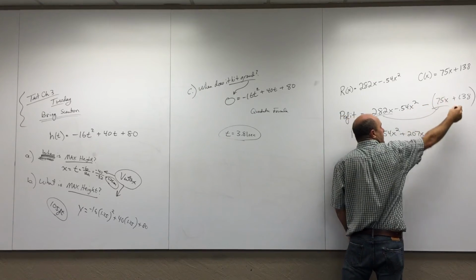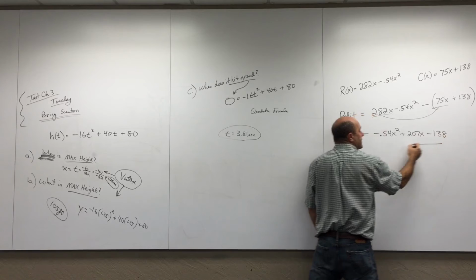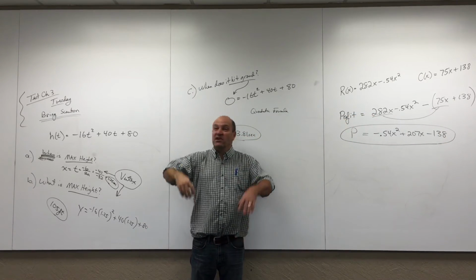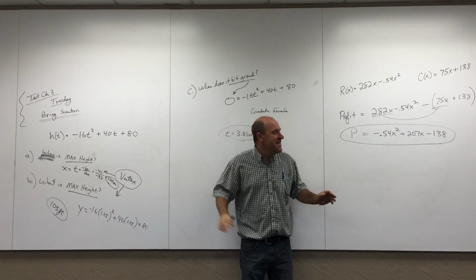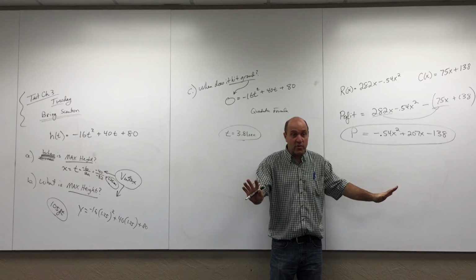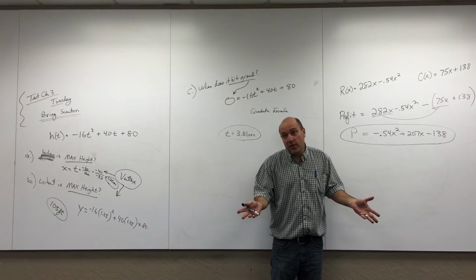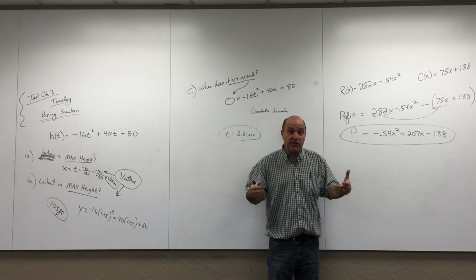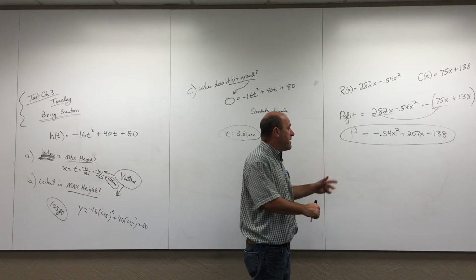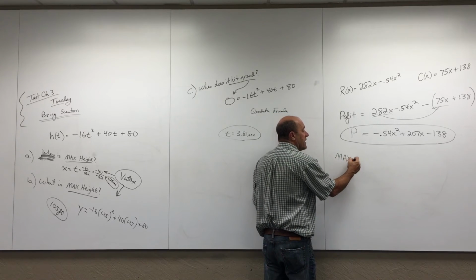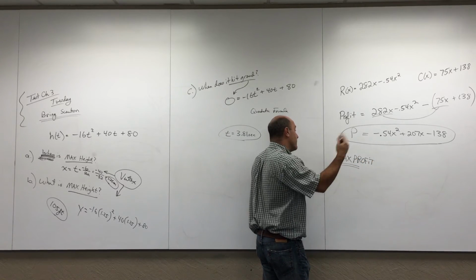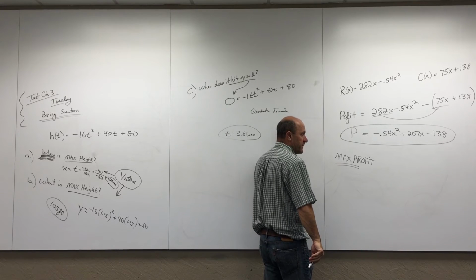And then that negative sign distributes and I get negative 138. So there's my profit equation. A bunch of my students went and did the quadratic formula, but you don't need to. This question wasn't about the quadratic formula. That would be interesting: when does the profit equal 0? But that wasn't what this question was about. This question was about maximum profit. And if it's about maximum profit, then I need the vertex.